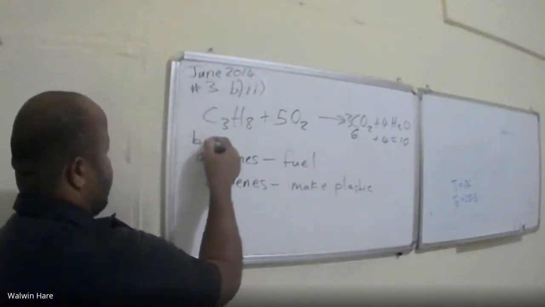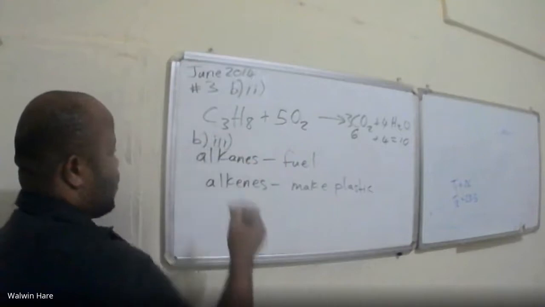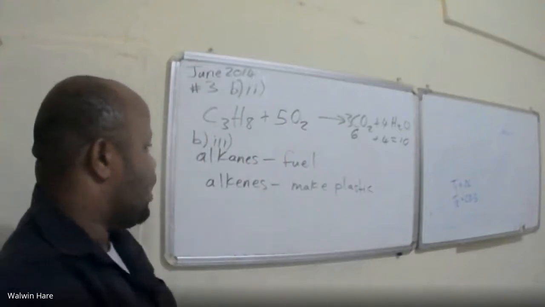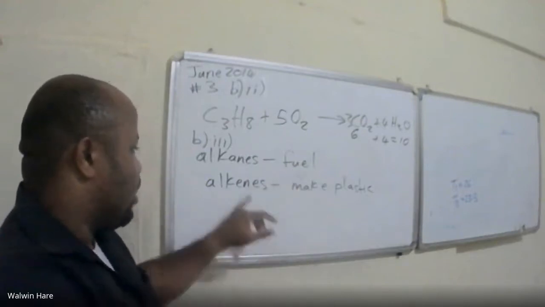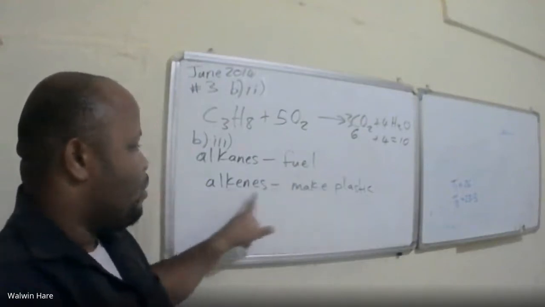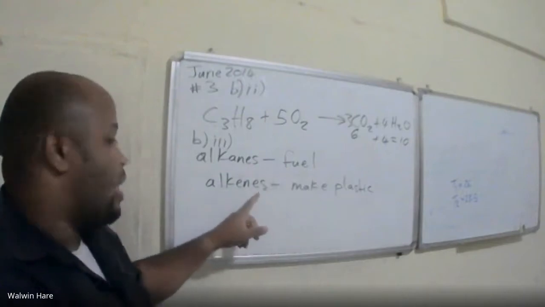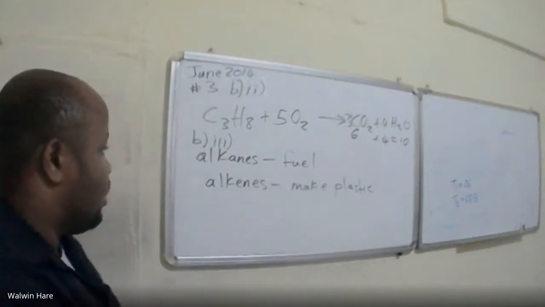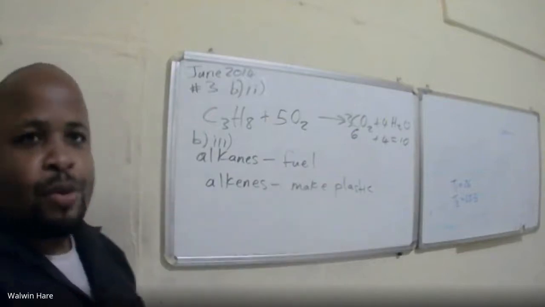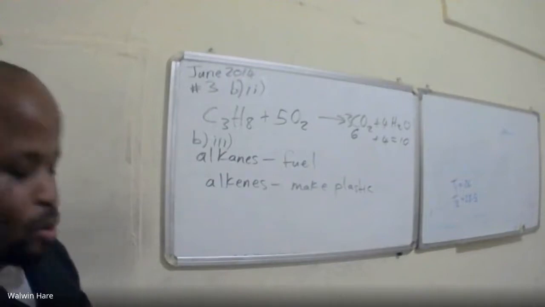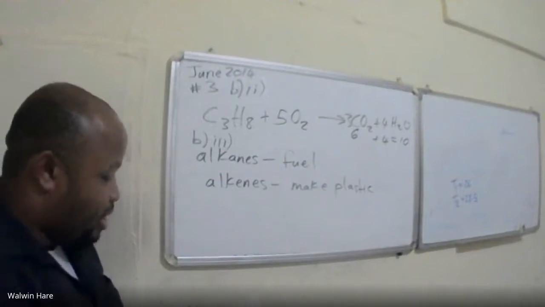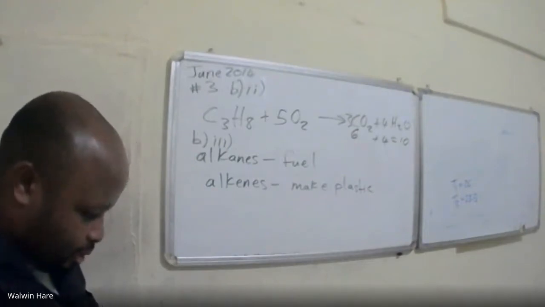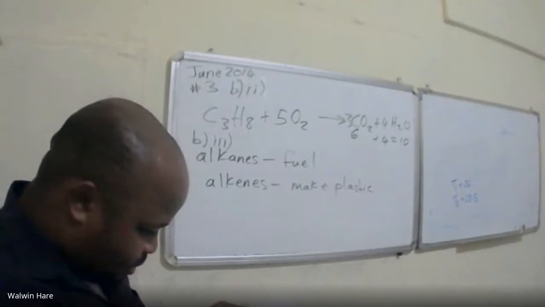So B3 was asking for a use of alkanes and alkenes. Alkanes are used predominantly as fuels and alkenes for plastics. But when we do polymers, you will realize why we say that alkenes are used to make plastics. Just like butane and propane, we know that those are used as fuels.